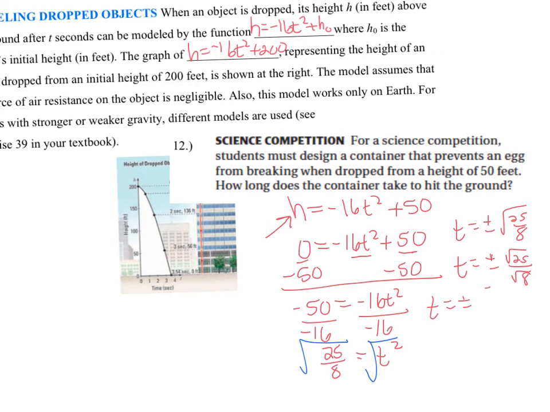So I get plus or minus 5. I have to break down the 8 into 4 times 2, so that we can do the square root of 4 times the square root of 2 and get plus or minus 5 over 2 square roots of 2. We'd have to rationalize that denominator and multiply by the square root of 2.